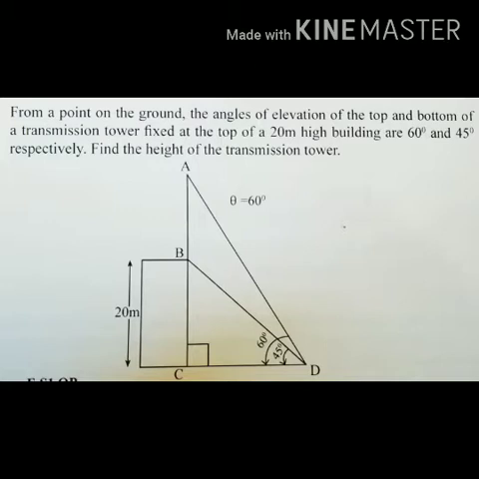So here actually what is given, children? Here there is a building of 20-meter height, that is BC in the figure. BC is the building and on top of it is AB, that is the transmission tower. We are going to find the height of that tower using the height of the building, 20 meter, and the angles of elevation of top and bottom of the tower, that is 60 degrees and 45 degrees respectively. So I hope the question is clear to everyone. Let us go to the solution now.